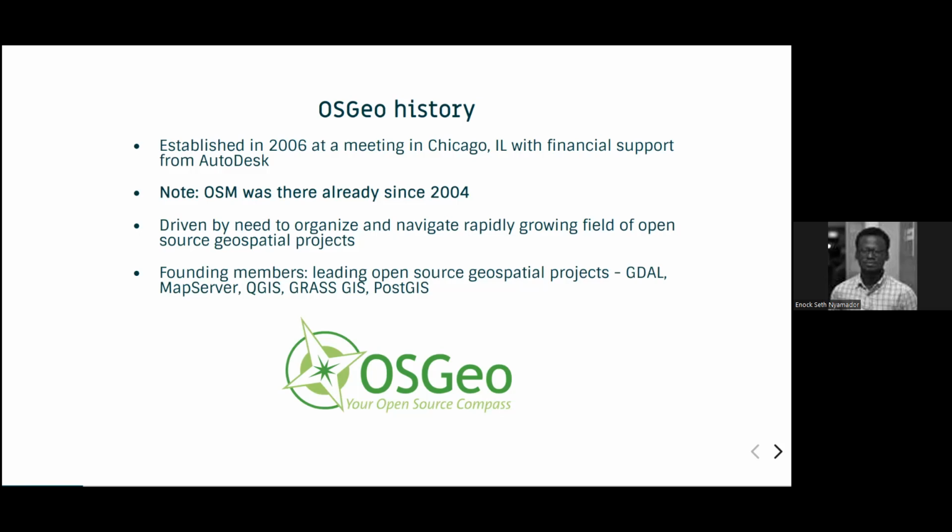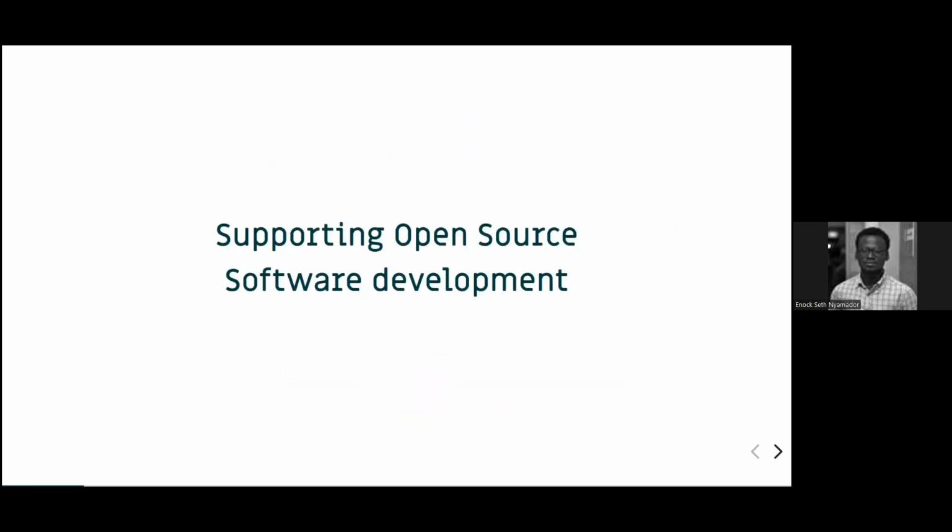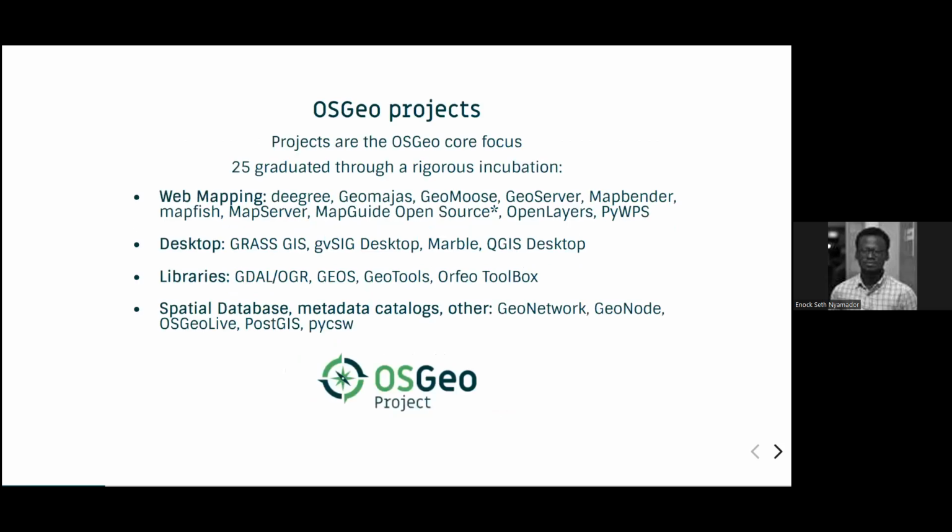So these are the projects that the foundation started, the Open Source Geospatial Foundation movement. In the OSGeo, software, of course, is one part, but it's not all about software. Supporting open source software development involves not only the software or the tools themselves, but people as well.